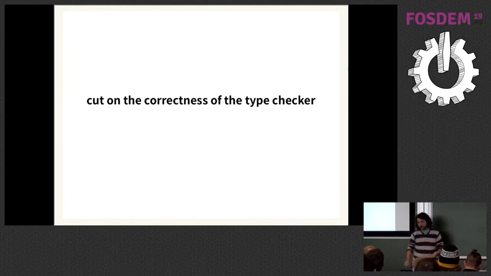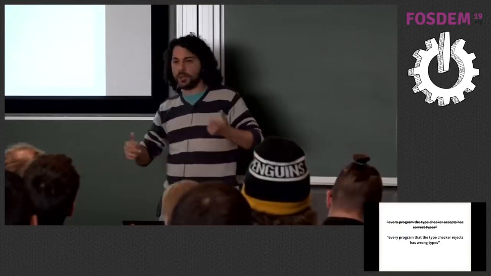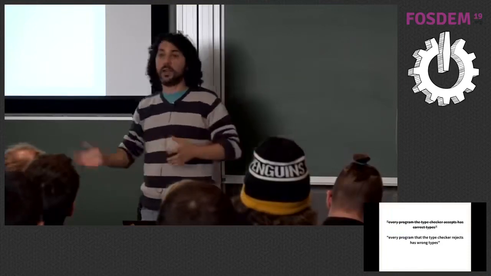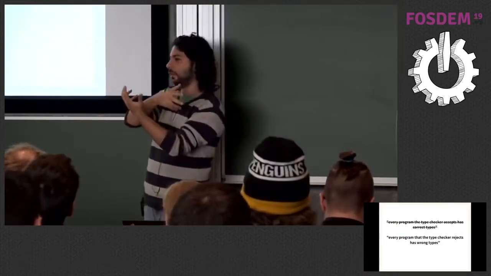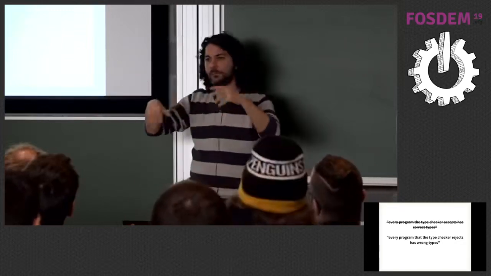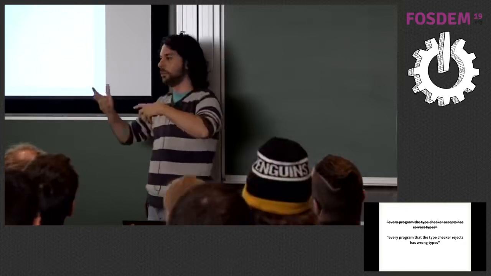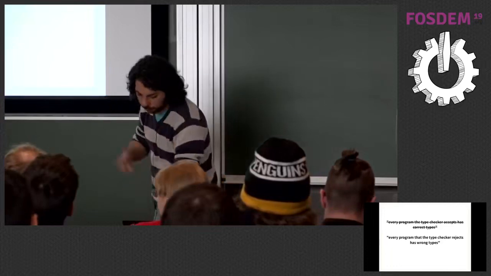Otherwise, you can cut on the correctness of the type checker. You go from the promise that every program that the type checker accepts has correct types, to something like: if I complain, then it's probably wrong, but if I don't complain, I give you no guarantee. And still, that's hard because you made the equivalent logic of your type checker an unsound logic, and once you add unsound logic, you can start proving absurd things. It means the type checker will behave in very weird ways if you're not careful, and probably even if you are.